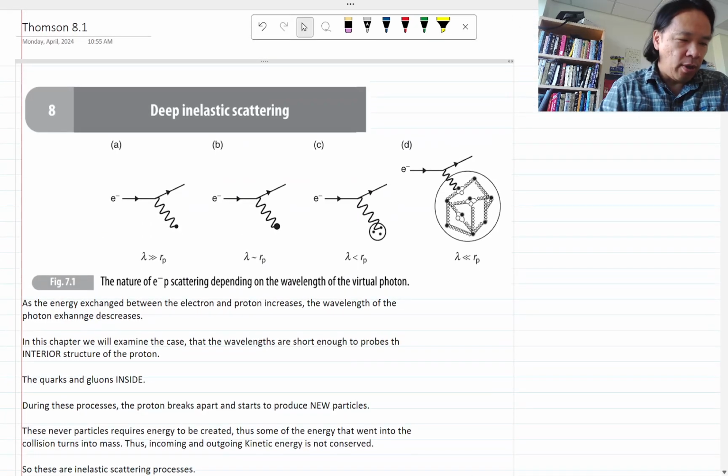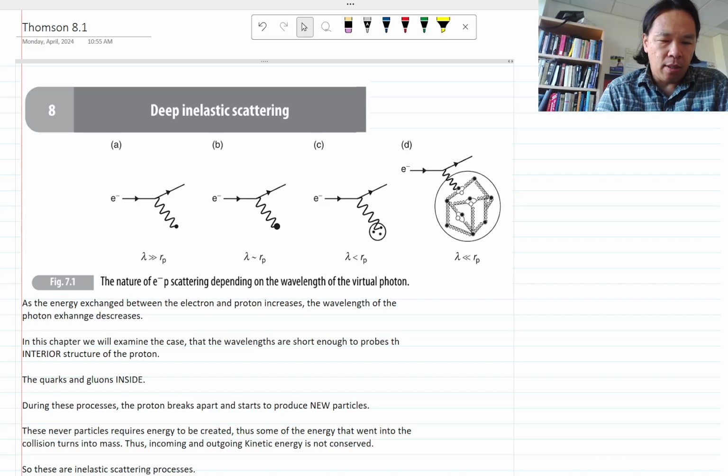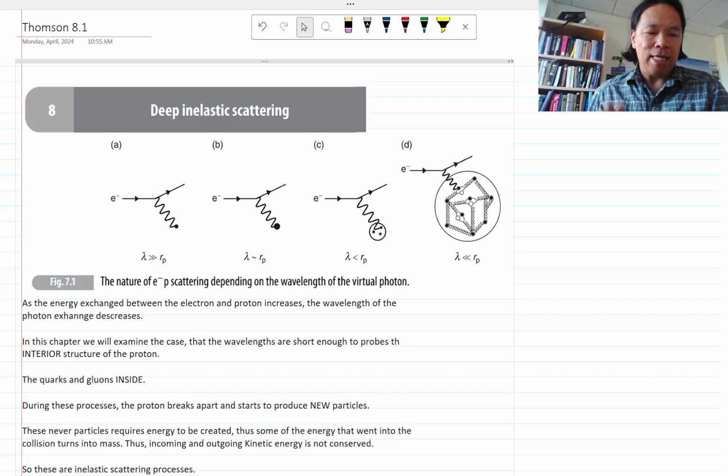Today, whenever you guys are watching this, we get to start Chapter 8 in Thomson, and this is the chapter on deep inelastic scattering. We're finally able to actually probe inside the proton. So it's a pretty neat chapter. That's why I wanted to cover it in detail.